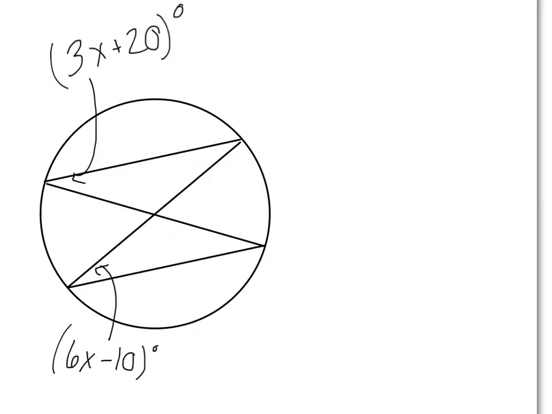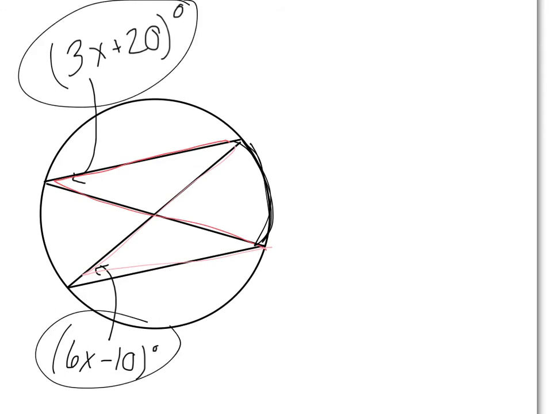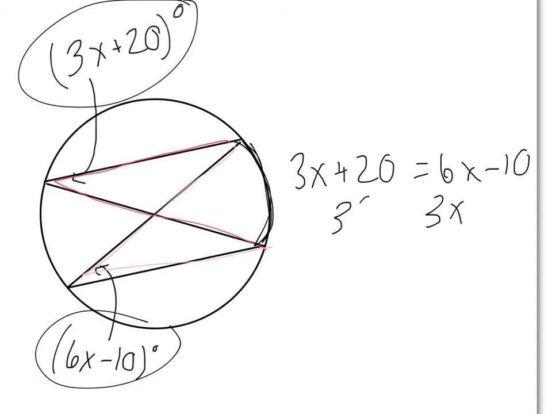So what you'll see here is you have two inscribed angles. Here's one, and then you can see that they have the same arc, so that means you can set these equal to each other. So 3x plus 20 equals 6x minus 10. Subtract and add here, so x would equal 10.